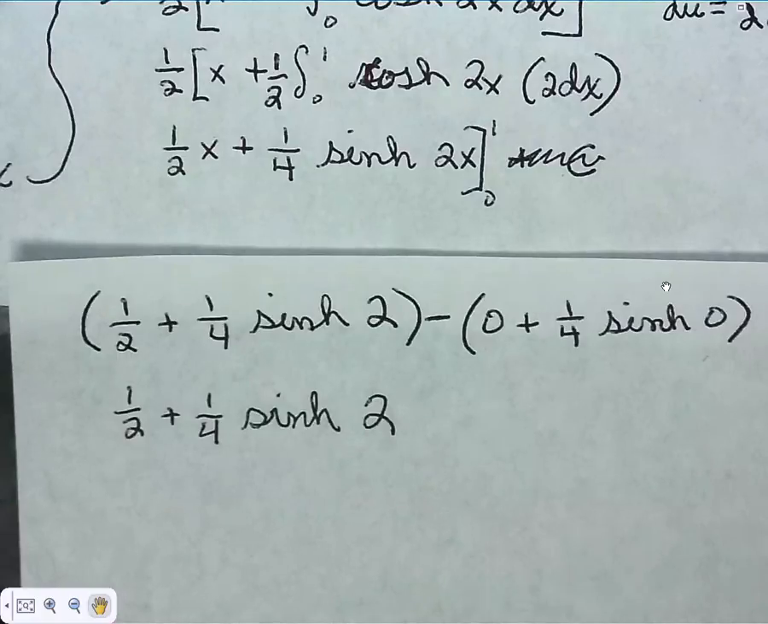Let me see what they did in the back of the book. In the back of the book, actually, they left it like that. Oh, man. Hold on a second. One half, 1/4 sinh 2. Oh, man. That's absolutely fine. That's not the answer in the back of the book. And what makes this occur to somebody, I do not know.